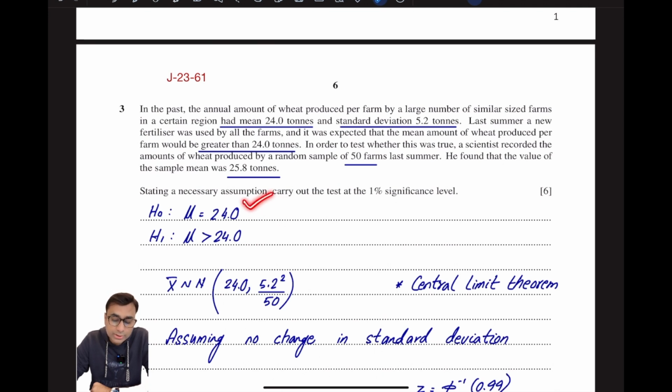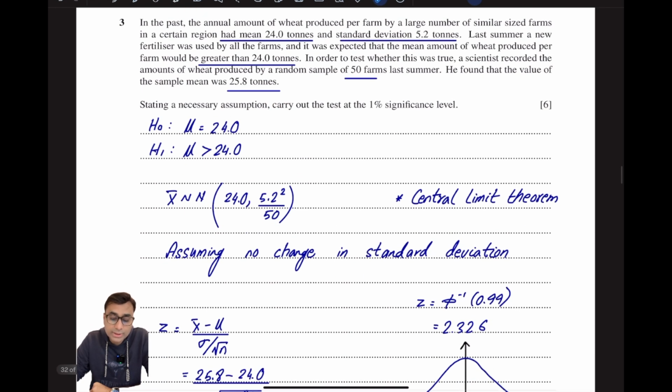With the null hypothesis to be true, I write down the distribution of sample mean, which will be 24 and 5.2 squared over 50. And I have used the central limit theorem over here because I did not know the original distribution of the population. Since the sample size is bigger than 30, I can say that X bar must be following a normal distribution. So what assumption are we making? Since the fertilizer has been changed, there might be a change in standard deviation as well, but we are assuming that the standard deviation remains unchanged, or the variance remains unchanged.